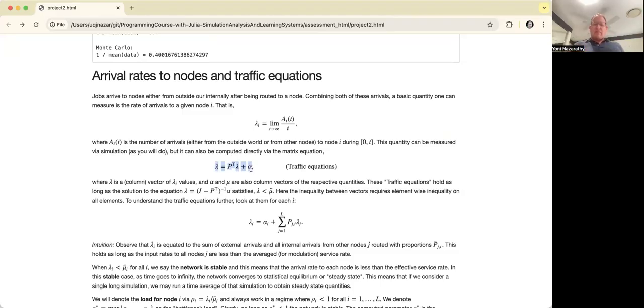And what you get is this matrix equation. The unknown here is lambda. Okay. What it says is that the rate lambda i flowing through a station is the outside rate coming in, alpha i, plus all of the rates coming from the inside, from other jobs. So that's summation over j, j to i. So we're taking the column of the matrix P. That's why you have here a P transpose.